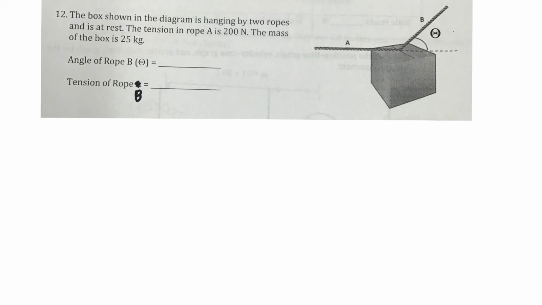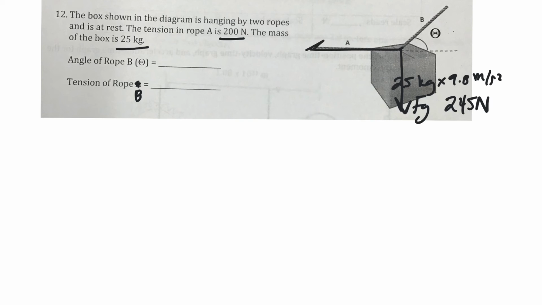So for this one, we're given the mass of the box is 25 kilograms. We can go ahead and figure out the force of gravity that's pulling this down by multiplying this by 9.8 meters per second squared. That's always a good first step, and that's going to equal 245 newtons. And then the other piece of information that was given to us was rope A is 200 newtons, so that's pulling this way 200 newtons. And then we have rope B, which we want to find stuff about.